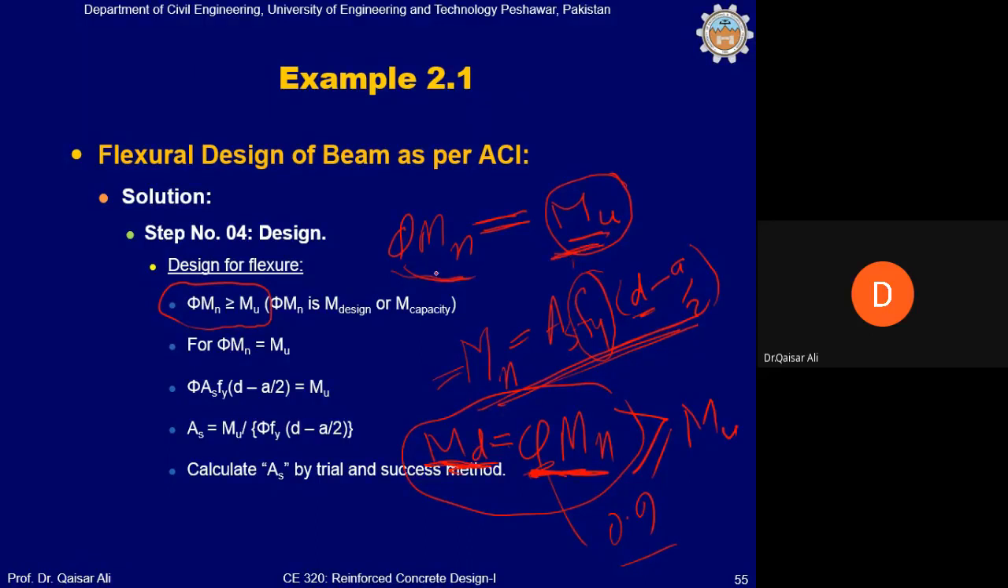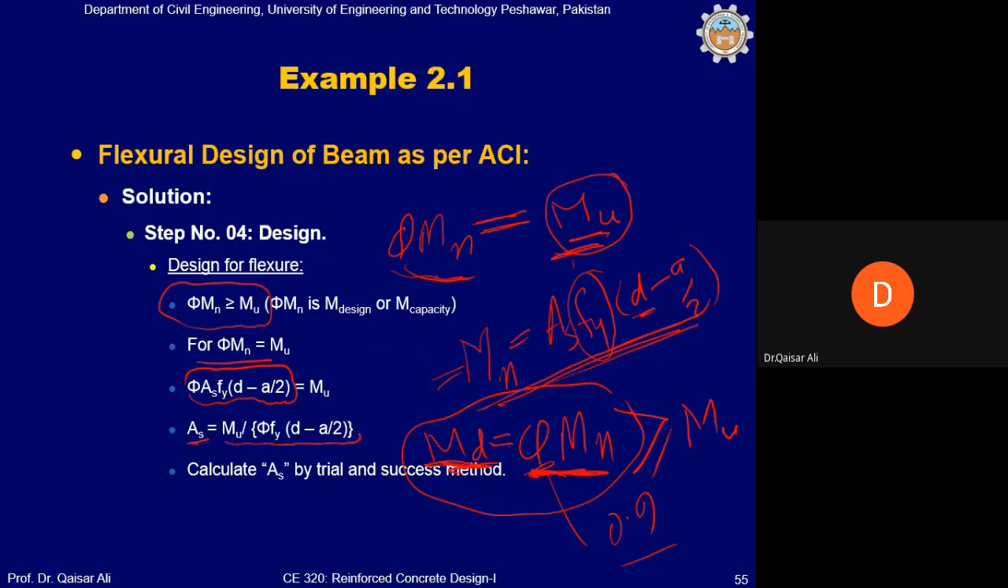Okay, and we will calculate area of steel. We will assume size of the beam, and we will also select the area of steel, the number of bars to be placed inside the beam, and also look at the placement of the bars. So how can we do this? For phi Mn equal to Mu, this phi Mn can be written like this, and then from this As can be calculated. As is equal to Mu divided by phi Fy (d minus a/2).